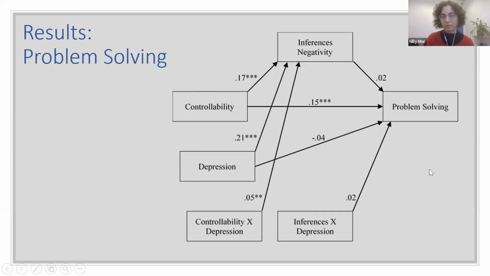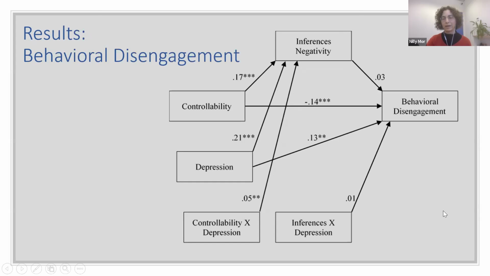We see a different pattern for problem solving. Here, controllability predicts inferences, but inferences don't predict problem solving, and this is not moderated by depression. And similarly, we see that for behavioral disengagement. Controllability contributes to behavioral disengagement. More controllability makes people disengage less, but this is not mediated by negative inferences, and it's not moderated by depression.